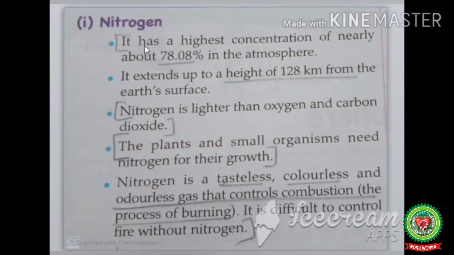Let's read nitrogen now. It has the highest concentration of nearly 78.08% in the atmosphere. It extends up to the height of 128 km from the Earth's surface. Nitrogen is lighter than oxygen and carbon dioxide. The plants and the small organisms need nitrogen for their growth, but they cannot use it directly from the atmosphere. Nitrogen is tasteless, colorless, and odorless gas that controls combustion, the process of burning. It is difficult to control fire without nitrogen.